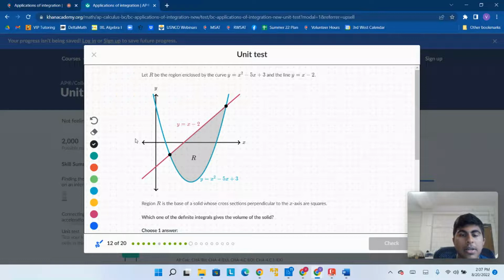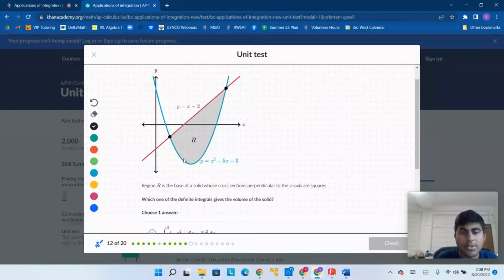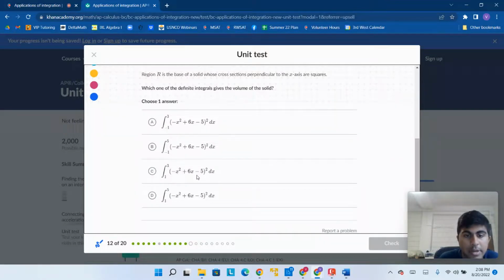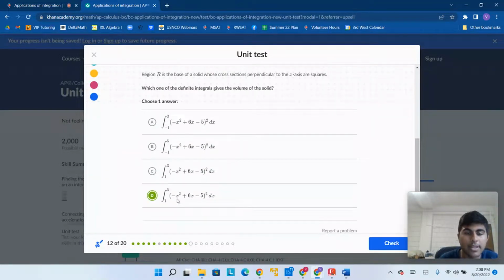Let R be the region enclosed by the curve y equals x squared minus 5x plus 3 and the line y equals x plus 2. Region R is the base of a solid whose cross sections perpendicular to the x-axis are squares. Which one of the definite integrals gives the volume of the solid? The side of the cross section perpendicular to the x-axis is going to be x plus 2 minus x squared minus 5x plus 3. So you're going to have a negative x squared. You're subtracting negative 5x, so you're going to have 6x, and then 2 minus 3. So it's going to be negative x squared plus 6x minus 5. It's going to be squared because it's a square. Where does it intersect? It intersects at 1 and 5. So from 1 to 5, and that's it. And we can keep going.